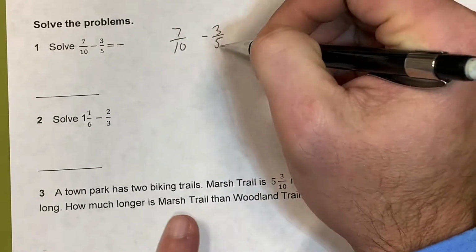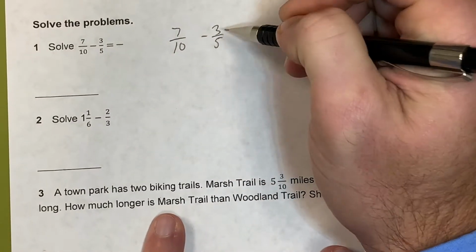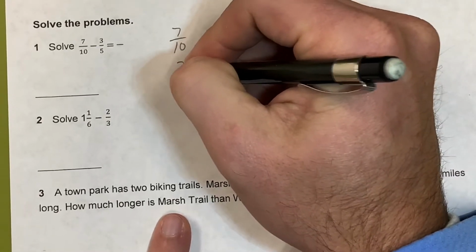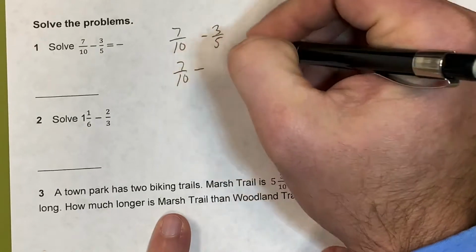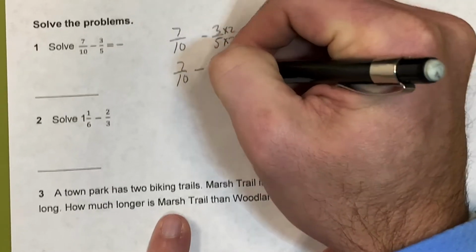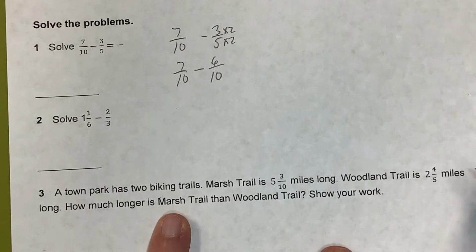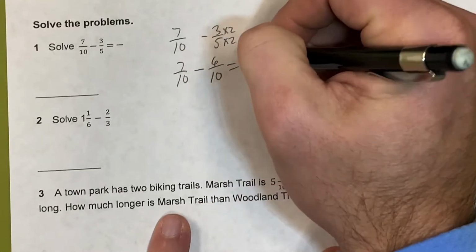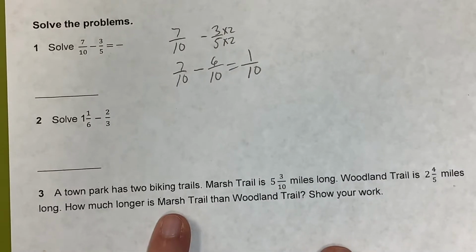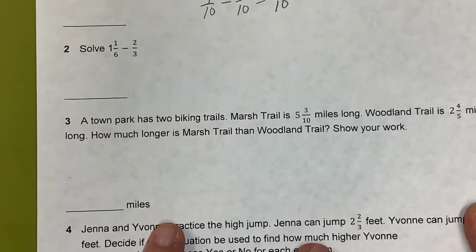The common denominator between 5 and 10 is 10, because I know if I multiply 5 times 2, I can get tenths. So I'm going to have that stay the same, and I need to multiply this side by 2. So 7 minus 6 is 1. My tenths will stay the same. All right, let's take a look at problem 2.